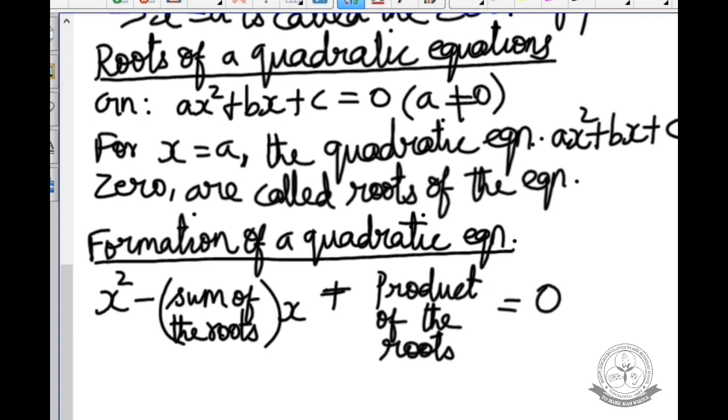கொடுத்திருக்கிற quadratic equationல x squared ஓட term coefficient 1 ஆ இருக்கணும். Sum of the roots into x ஓட coefficient எப்பவுமே sum of the roots ஆ இருக்கணும். Product of the roots last constant term சொல்றது. The main point is the coefficient of x squared should be 1. It is the formation of a quadratic equation.